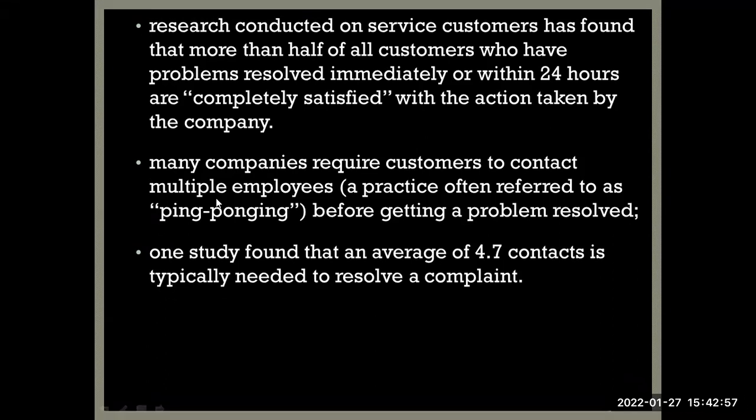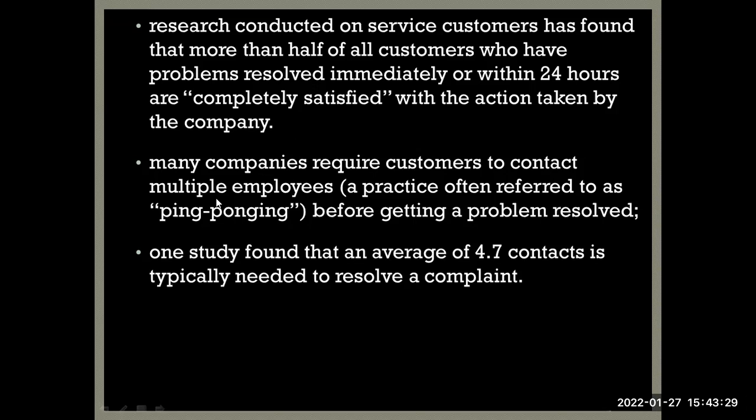Many companies require customers to contact multiple employees, a practice often referred to as ping-ponging, before getting a problem resolved. Many times you might have faced a certain issue related to banking or finance services. Then one employee says you have to call a second employee, who says you have to call a third, who says you have to call a fourth, who says you have to call the manager, and your problem will not get solved.